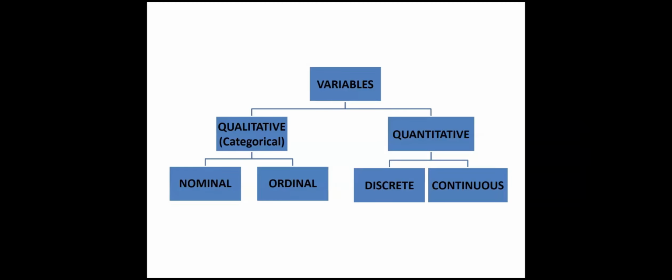What about hemoglobin value? What type of variable is it? Hemoglobin value. Within this classification, what type of variable is it? Very good. Excellent. Anbarasan says continuous. Excellent. What about systolic blood pressure? Systolic blood pressure. It's a quantitative. Very good.